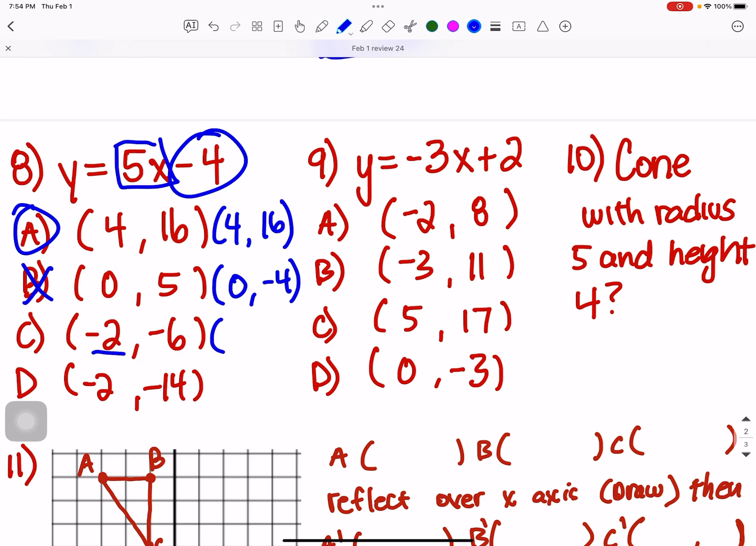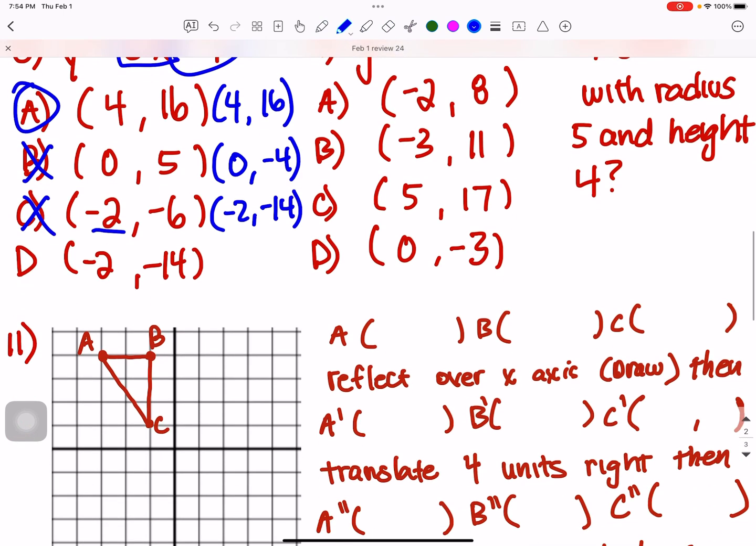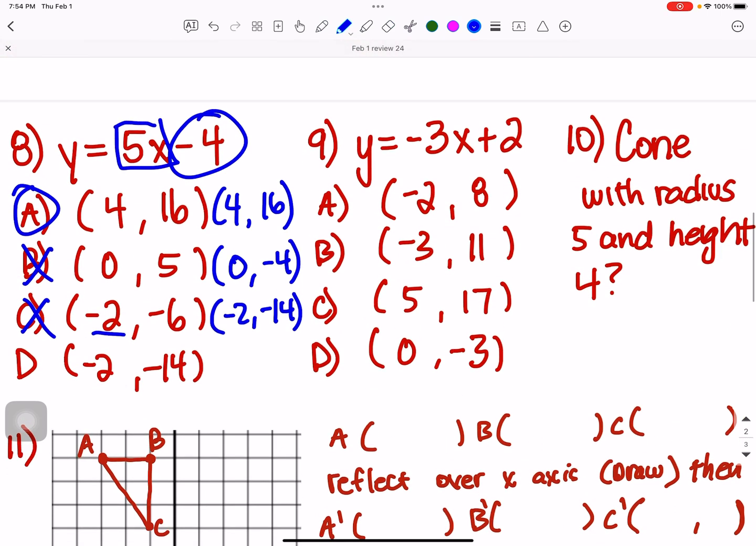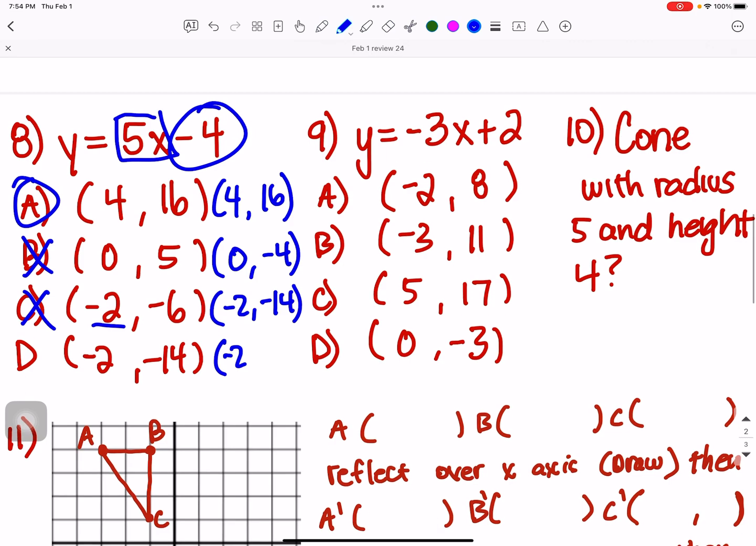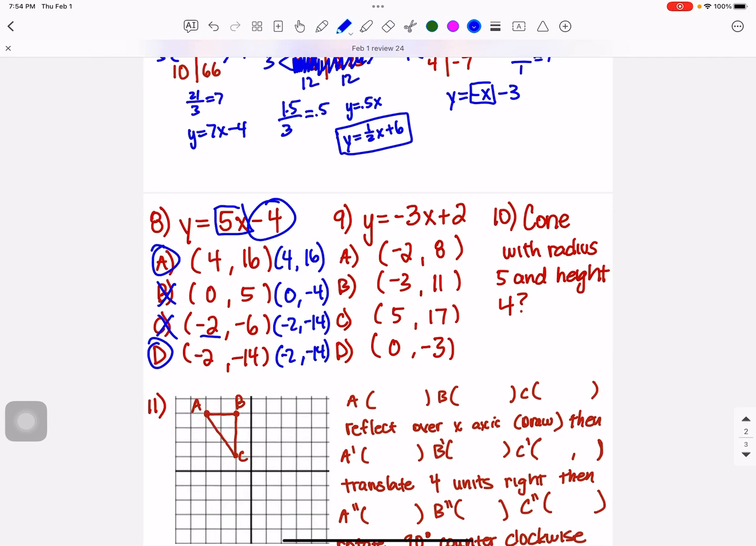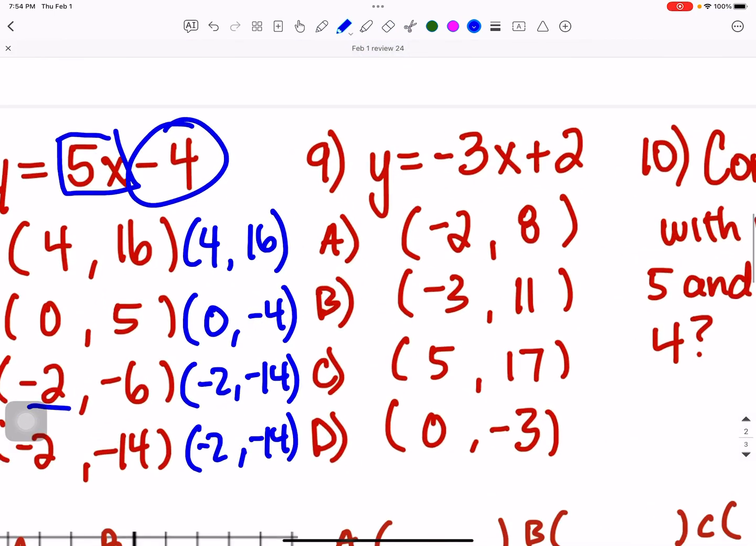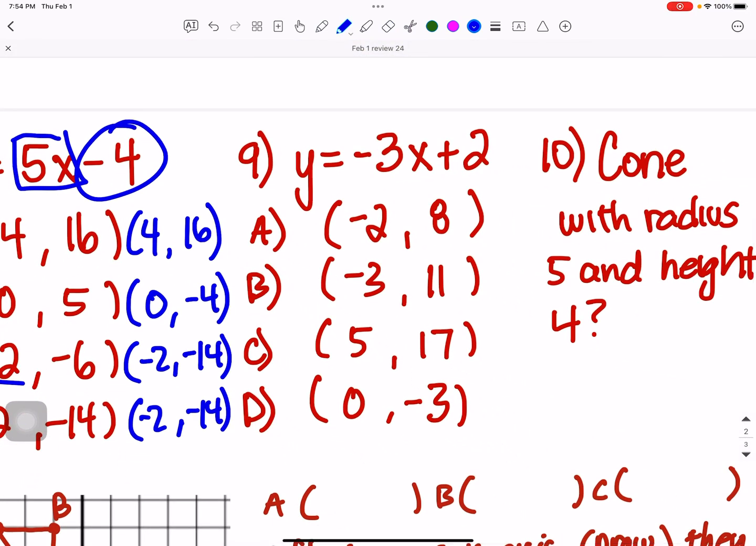Negative 2 times 5 is negative 10, minus 4. Negative 10 and minus 4 is negative 14. No. D, let's see. Negative 2 times 5 is negative 10, minus 4. Yes, it's negative 14. We just did that one. Yes, that's where it's at. Why does my screen keep moving? I don't know. Okay.